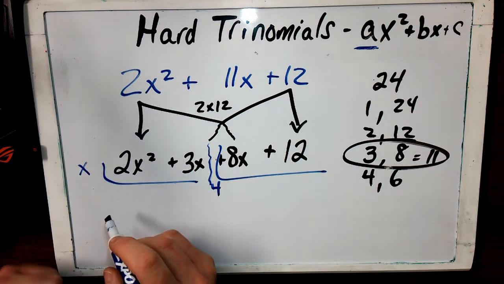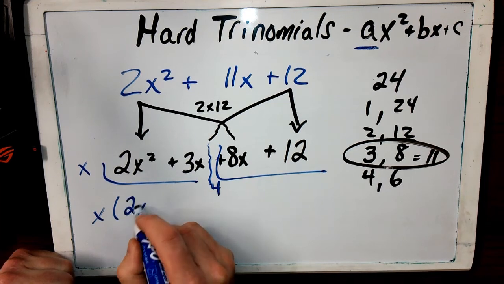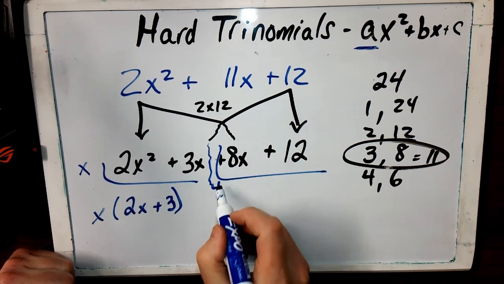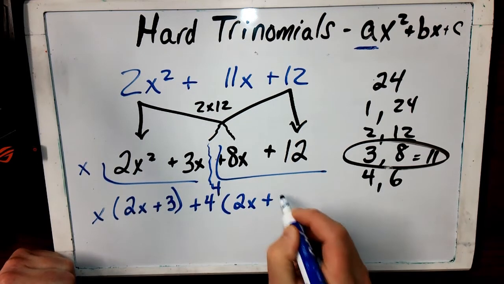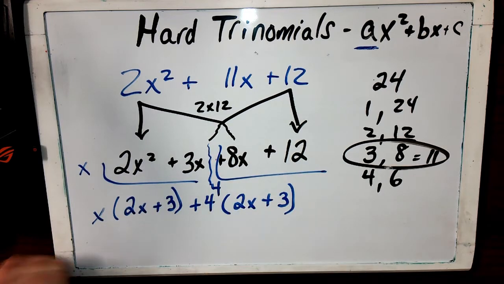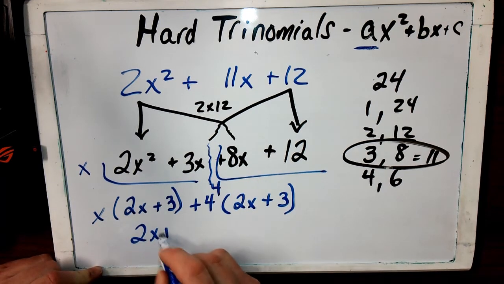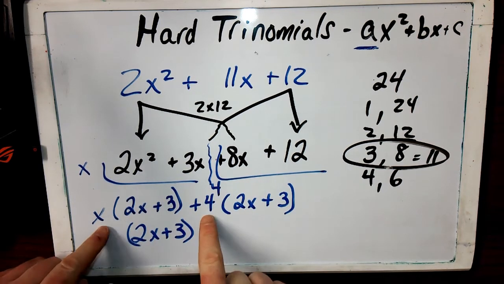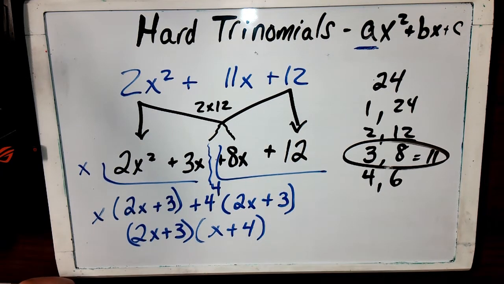So we take out an x on this one. Take out 4, and it has to be plus 4. And we divide both terms by the GCF. We have matching binomials. We're on the right track. So 2x plus 3 is one of the binomials. X plus 4, the leftover pieces, is the second one. If you want to check, expand it out. Double check that you get your original answer.